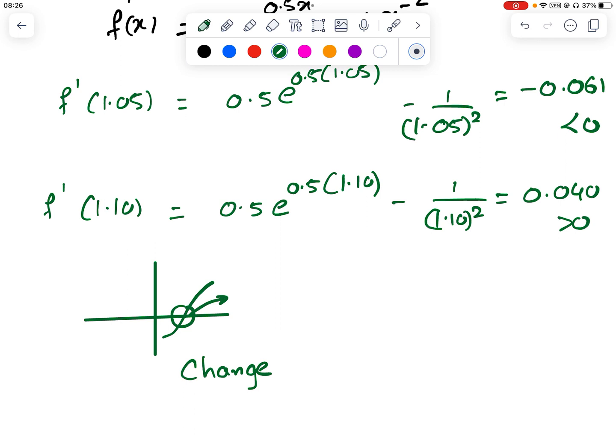If the first derivative changes its sign from negative to positive or positive to negative, it indicates that the root lies in the interval 1.05 to 1.10.